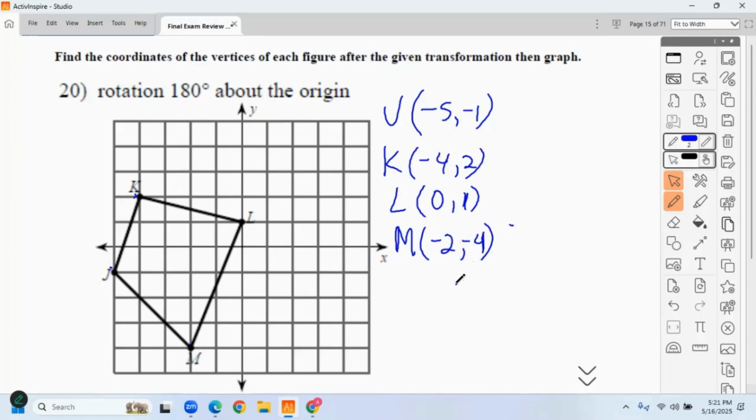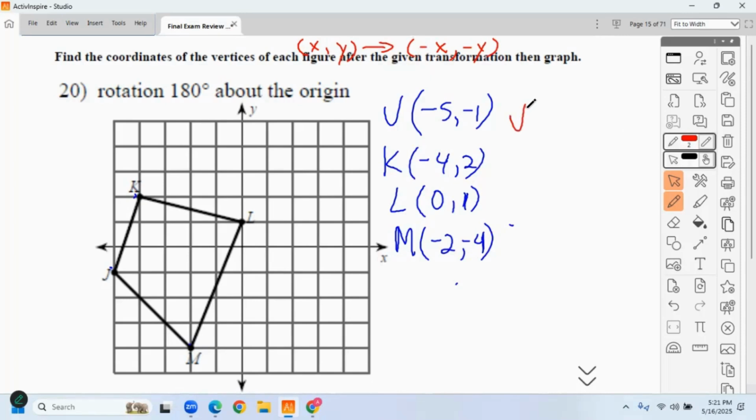Now, according to what we have, rotation about the origin, this is what we're dealing with. First of all, we're going to start out with just simple x, y. And if it's 180 degrees, we're basically going to change the values to the opposites of what they are. So this is going to be -x and -y. So let's go ahead and walk through these.